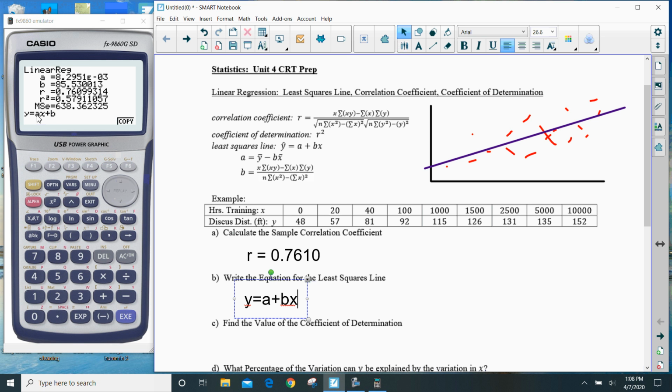All right, so this a, the one that's next to the x, is actually my b. Their b is actually my a. So these are the correct numbers. It's just that they're backwards. So reading this a little bit differently, what I have as my A is, again, their B. And their B is 85.5300.